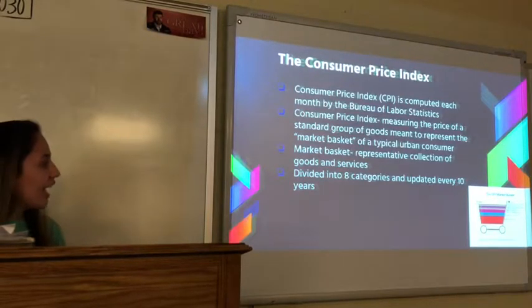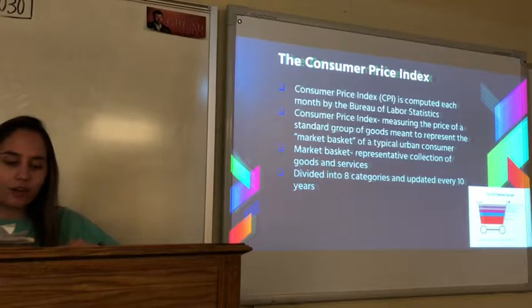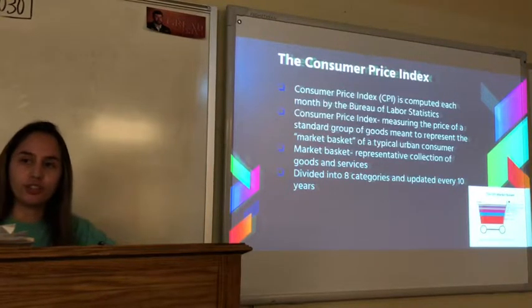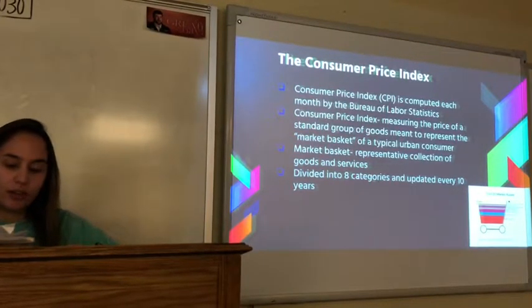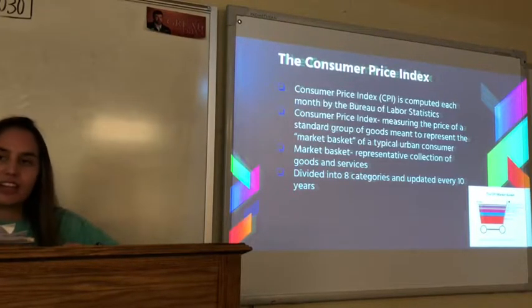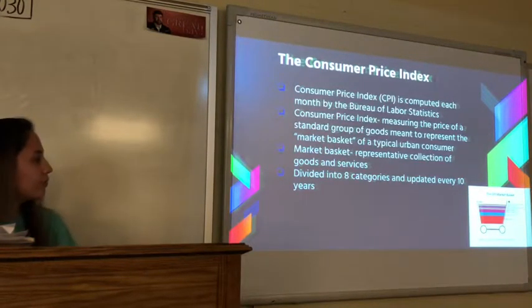It's divided into 8 categories and they're updated every 10 years. Some of the 8 categories, you don't need to know this for the quiz, but it's also good to know. One of them is food and drinks, so cereals, coffee, restaurant meals. There's housing, so rent, homeowners' costs, fuel and oil. Medical care, so prescriptions, eye care, any physical therapy, stuff like that. Entertainment, newspaper, toys, musical instruments.